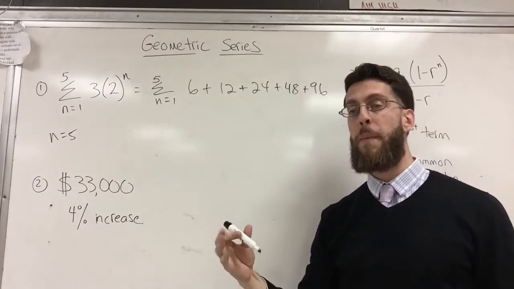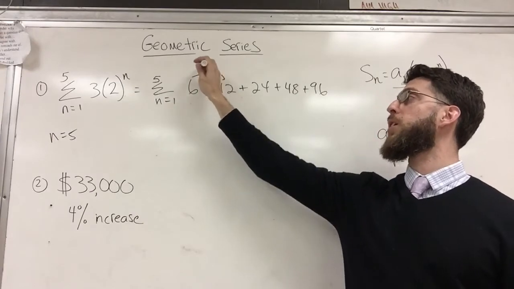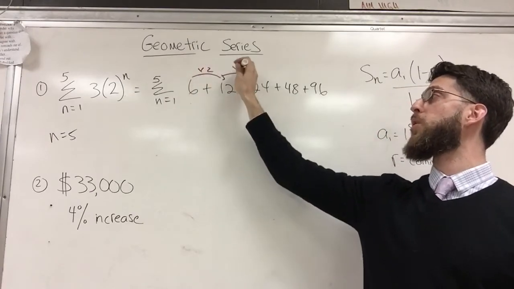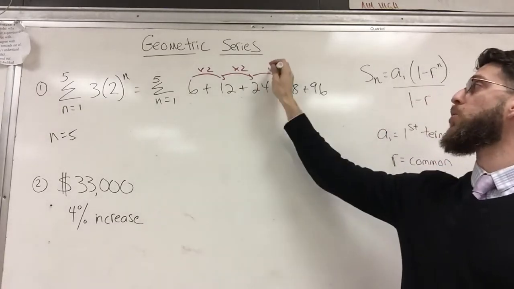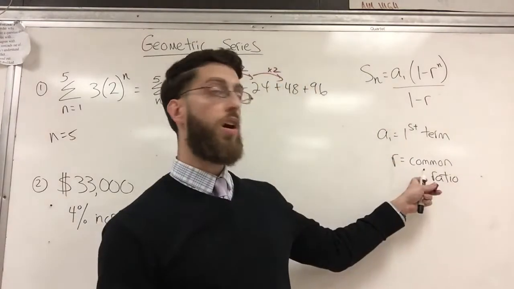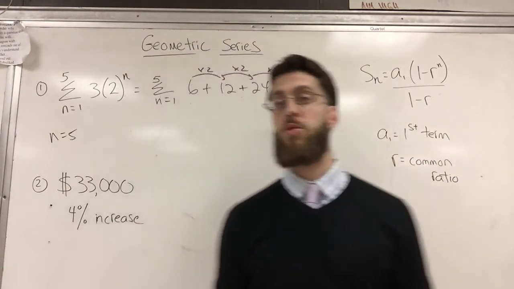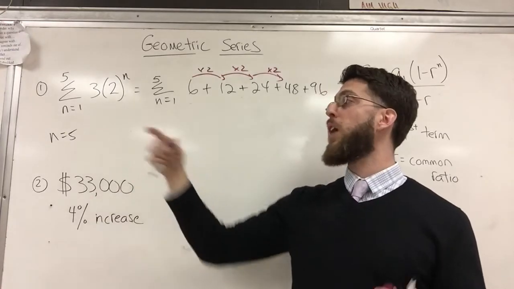Notice, you know it's geometric because from 6 to 12, you multiply by 2. From 12 to 24, you multiply by 2. From 24 to 48, you multiply by 2. So you know that you have a rule. That rule is known as r, the common ratio. The common ratio is 2. You also knew that because the answer is right there. That's your r. How do I know?